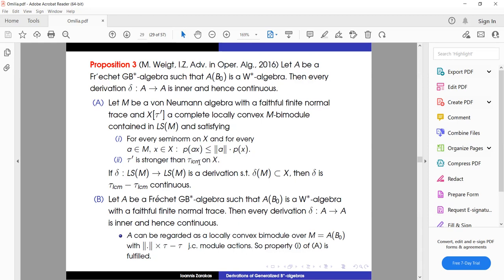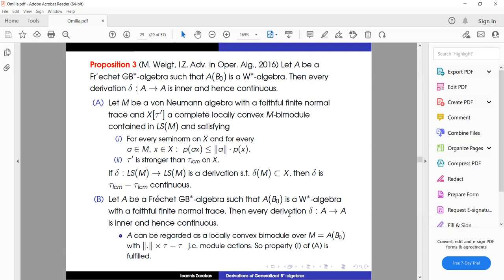Now, this topology, the tau LS(M), is a topology which is described via some neighborhoods in LS(M). It is a particular topology, but I haven't written the neighborhoods here. But it is a topology characterizing LS(M), the topology of convergence locally in measure. Okay, if our bimodule X, a bimodule with respect to the von Neumann algebra, satisfies these two conditions, and if we have a derivation from the whole LS(M) such that its image maps the von Neumann algebra inside the module X, then we can show the continuity of our derivation delta with respect to the topology of convergence in measure. So that is the first result towards proving the proposition.